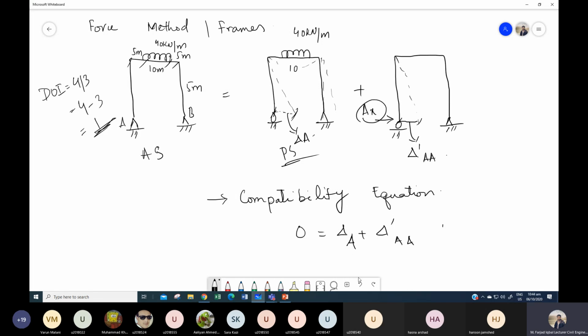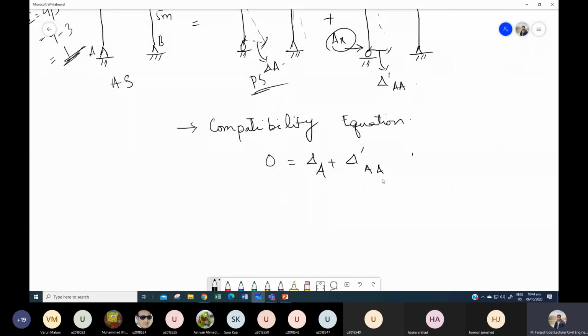Okay, so we have the deflection, and if I simplify this one again, this delta dash AA would be equal to FAA, that is the flexibility, and this reaction AX. So 0 is equal to delta A plus FAA into AX, right?